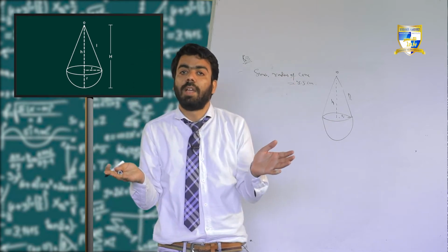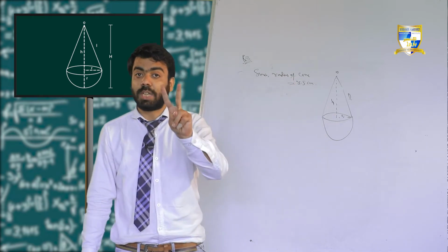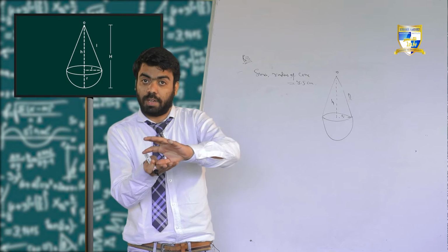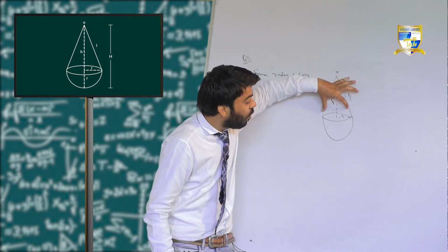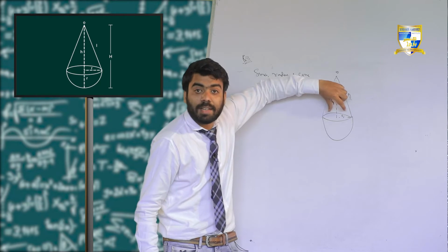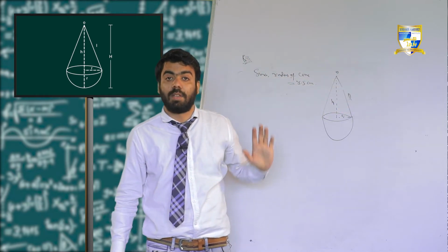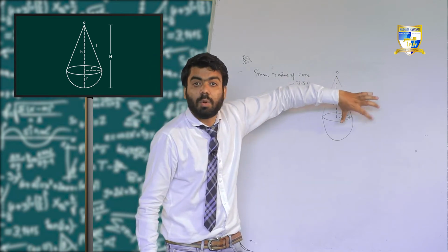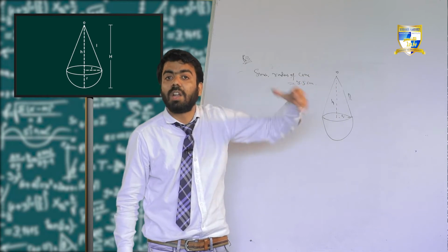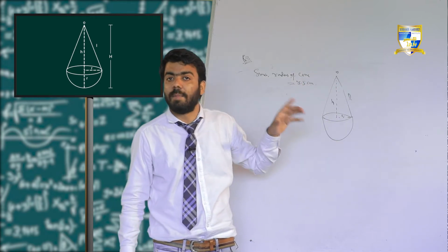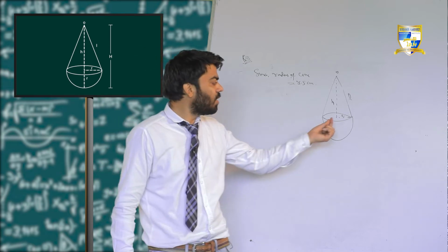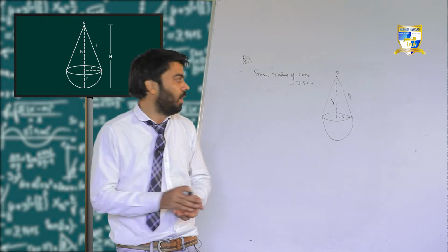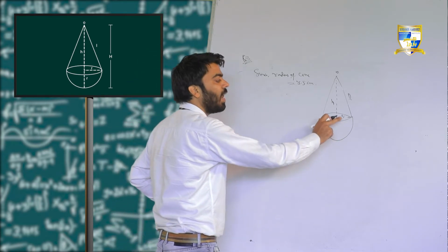So the condition is simple. If this is mounted on a hemisphere, there are two chances: either the R should be the same or R should be different. If it is the same, then definitely the end points of this cone will touch the end points of the hemisphere. If there is a change in dimension, either the circle of the cone will be bigger, or it will be smaller than the circle of the hemisphere. But here the question is simple. The radius of hemisphere and the radius of cone are equal. That means R for the hemisphere and R for the cone is the same.